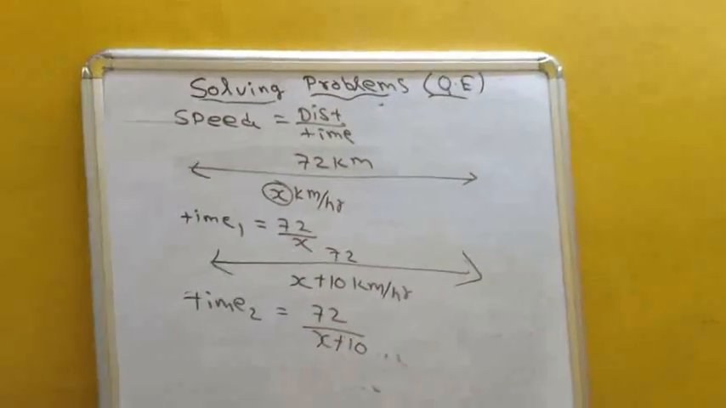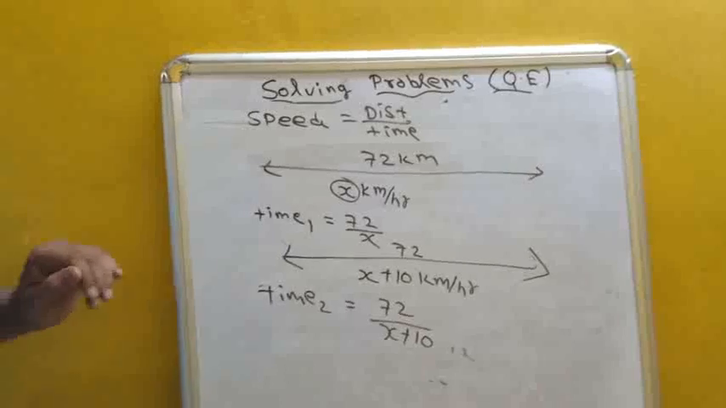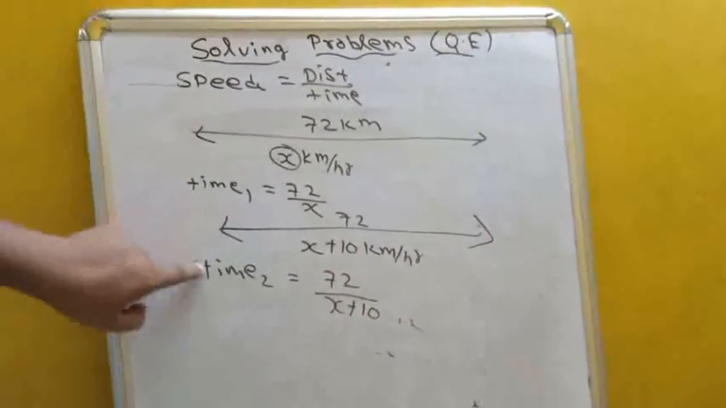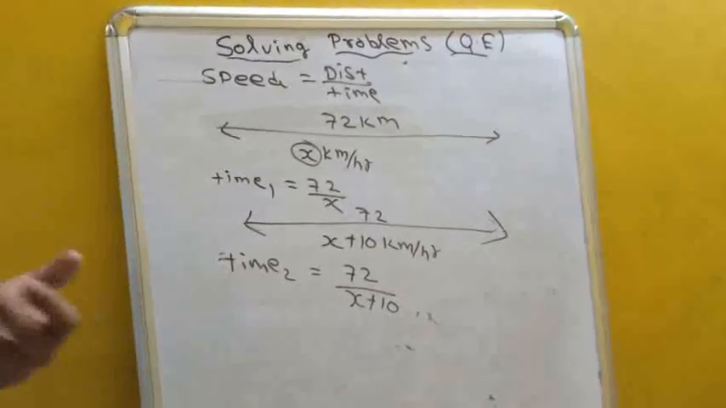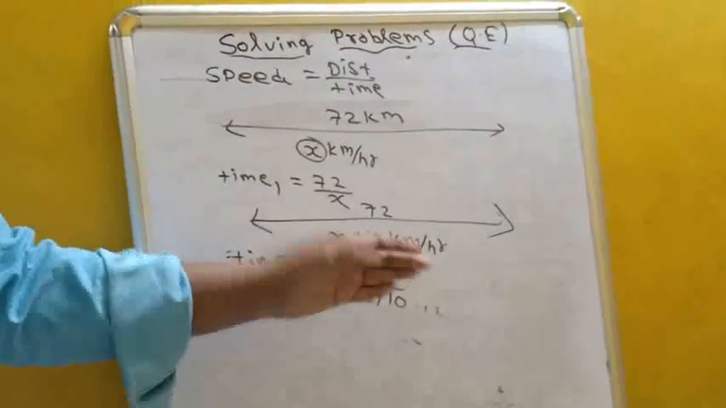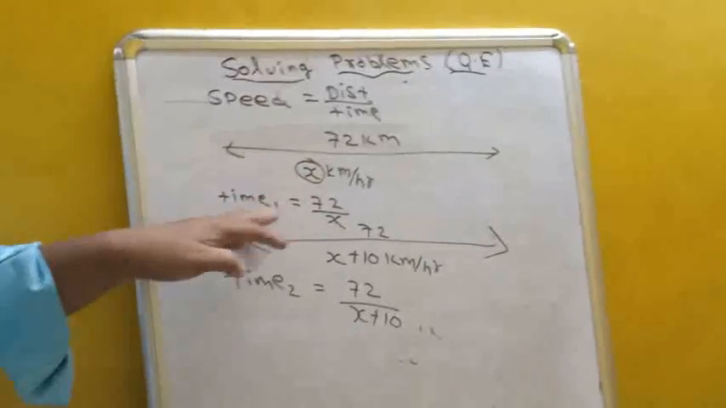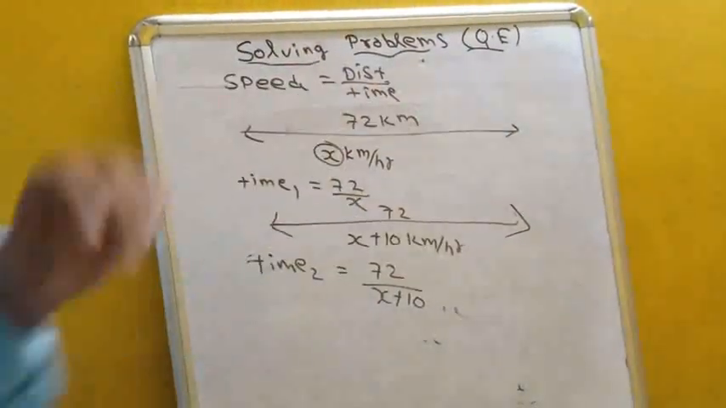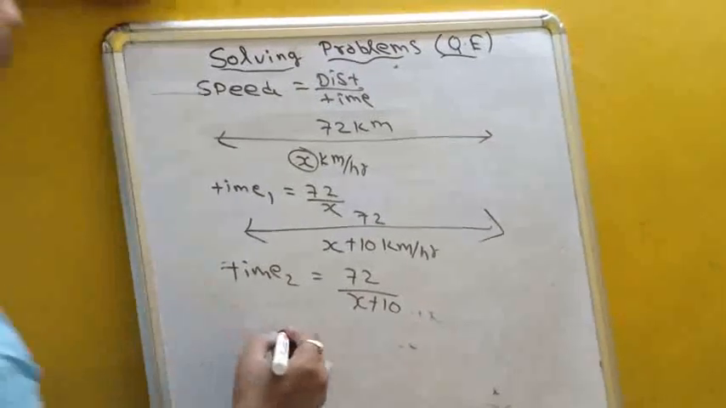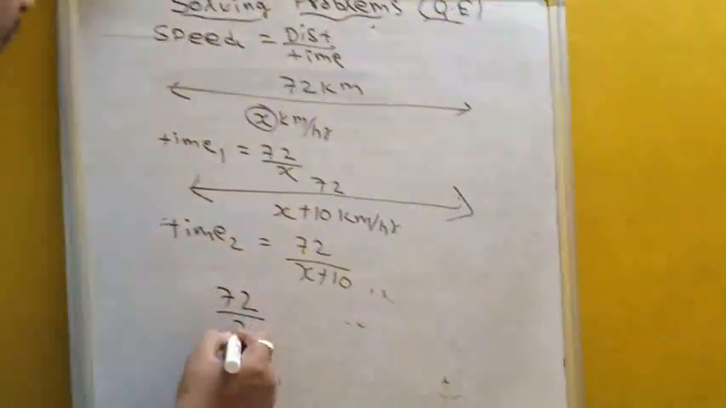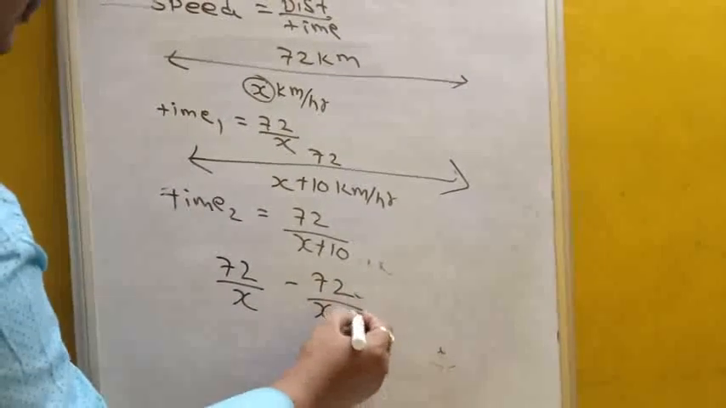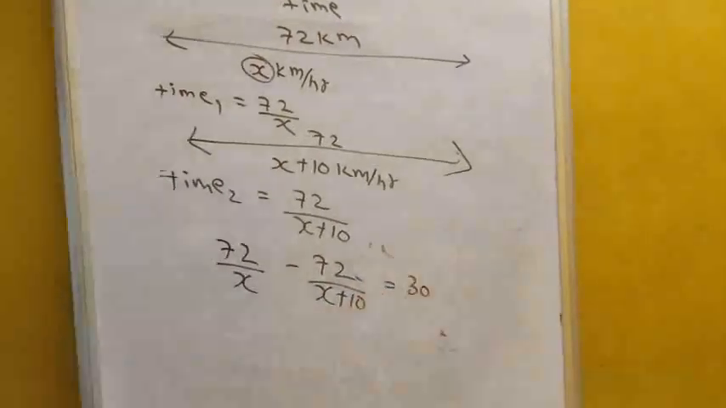Okay, so let me ask you one question. Will he take more time or less time? According to our knowledge, if speed is increased, time is less. So time 1 minus time 2 equals 30 minutes. What are time 1, 72 by x, minus 72 divided by x plus 10, equal to how much? 30 minutes he told.